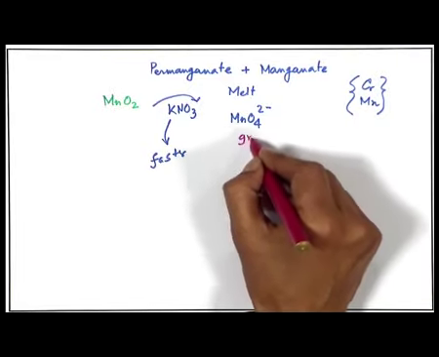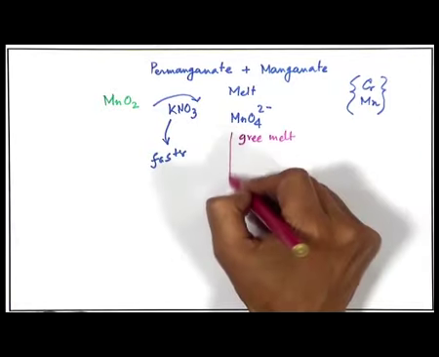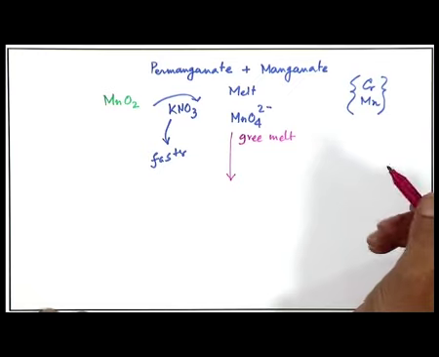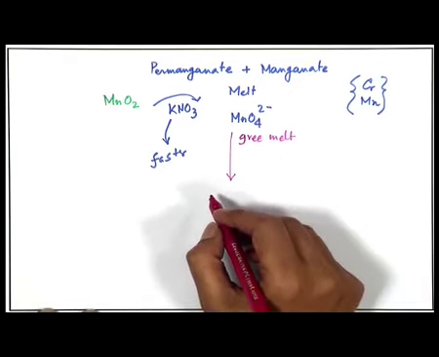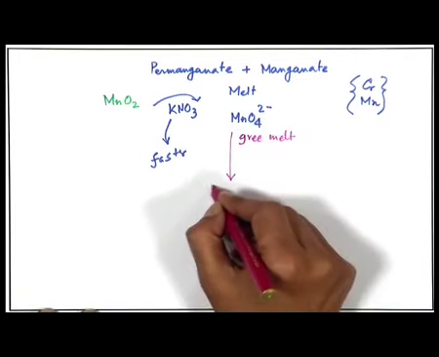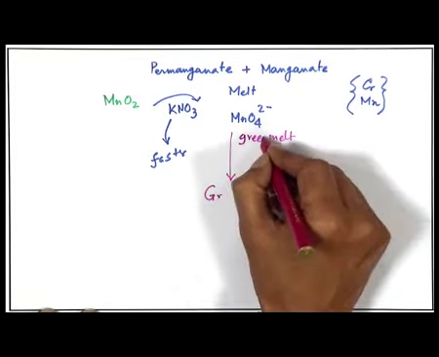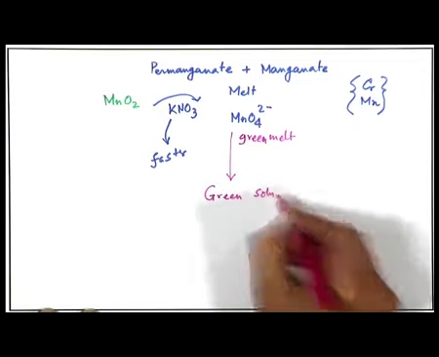So, we get the green melt. We add cold water and a little alkali, and that little alkali is added because this particular species is stable in alkaline medium. So, we get a green melt, and so we get a green solution.